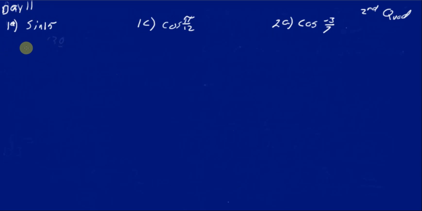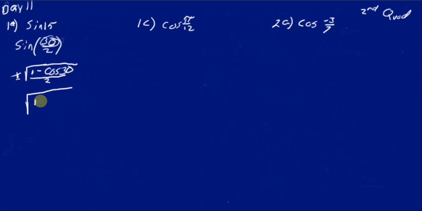Okay, so the first one is the sine of 15. The sine of 15 can be rewritten as the sine of 30 divided by 2. So we're dealing now with a half angle identity. And since the angle 30 is in quadrant 1, we're going to be using the positive one. The half angle identity for the sine is plus or minus the square root of 1 minus the cosine of 30 divided by 2. That's all underneath the radical.